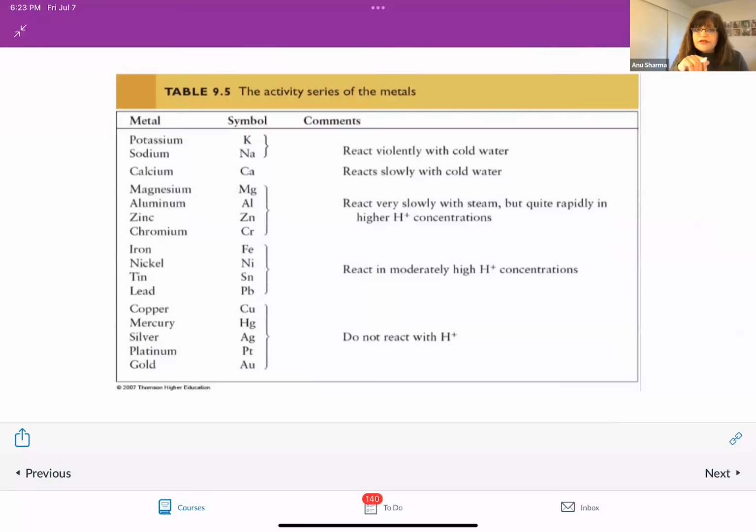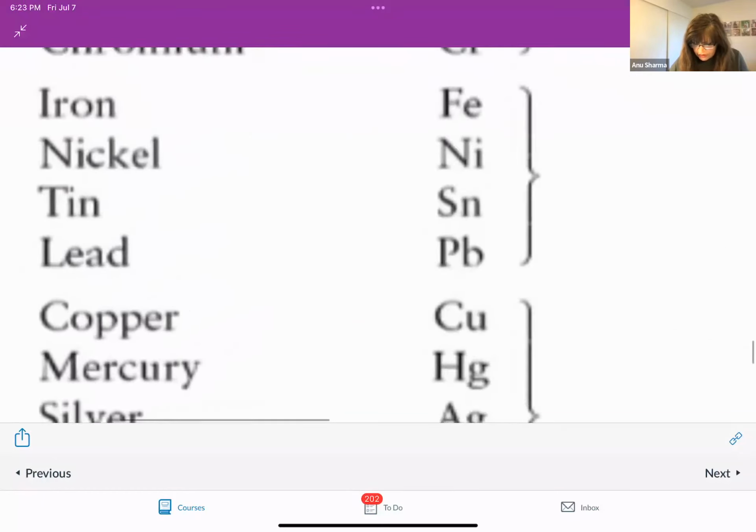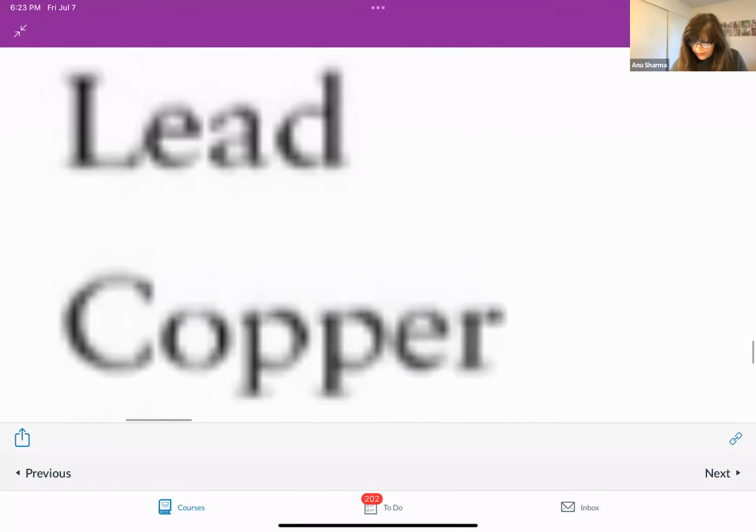The second thing is that the series also shows the intensity of the reactions with water, with hot water, with steam, with acids, with concentrated acids, and so forth, and the release of hydrogen. Now, where is the hydrogen here? The hydrogen comes between lead and copper. So lead will react with the acid and release hydrogen, but copper will not react with the acid and release hydrogen.